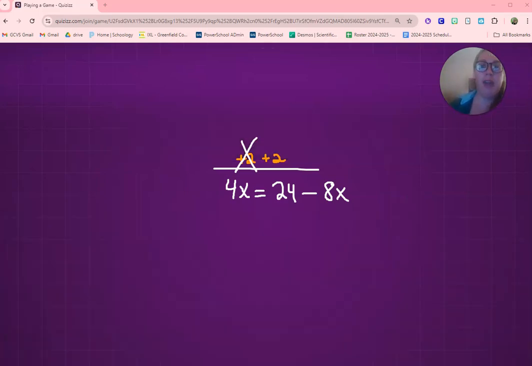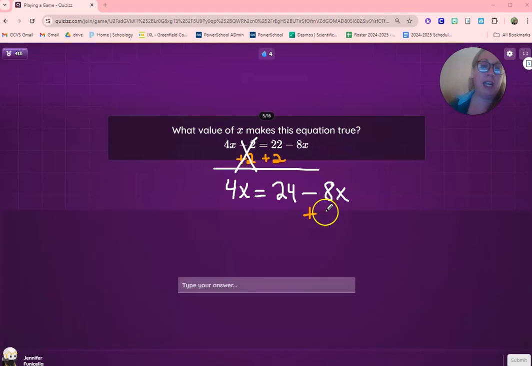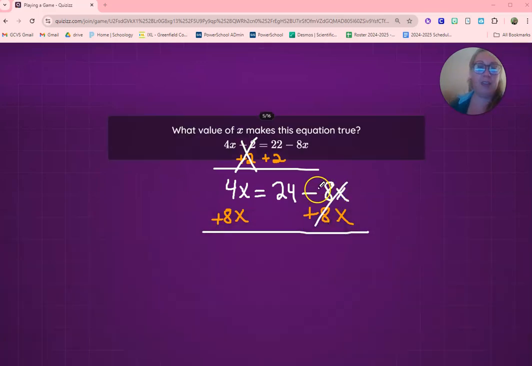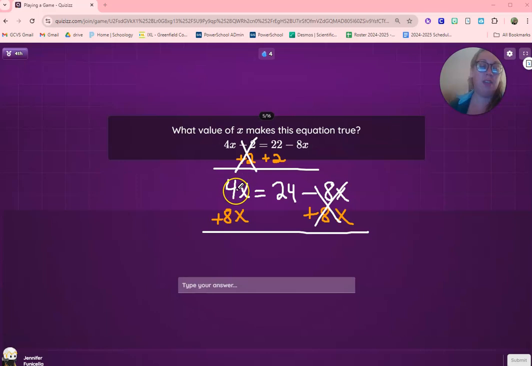Now we want to move that minus 8x to the other side, so we're going to do our inverse operation and add 8x to the other side. -8x plus 8x cancel. 4x plus 8x gets us 12x equals 24.